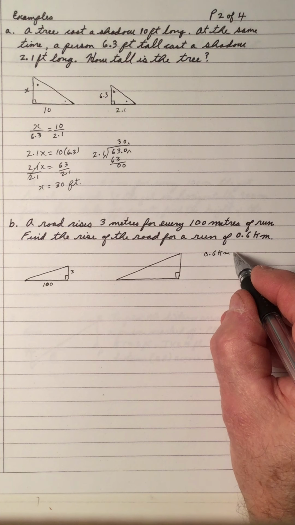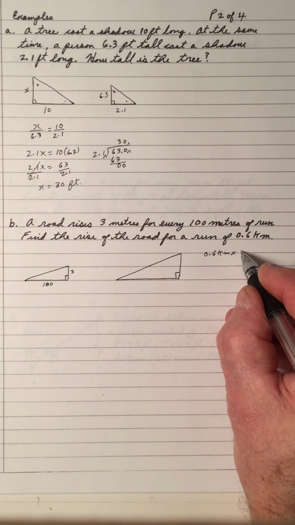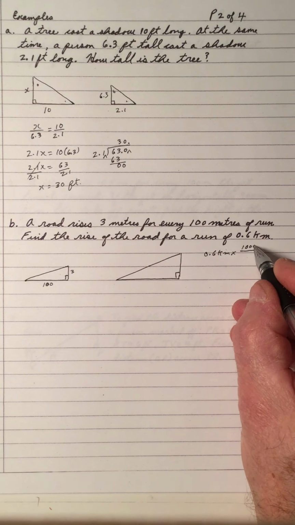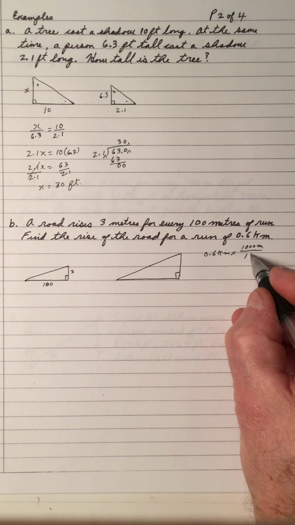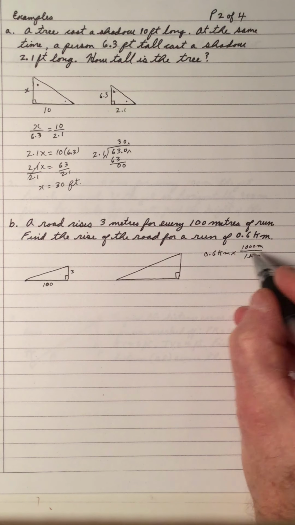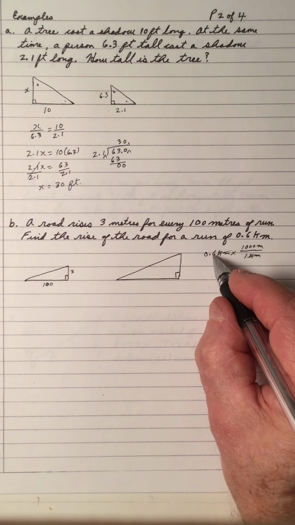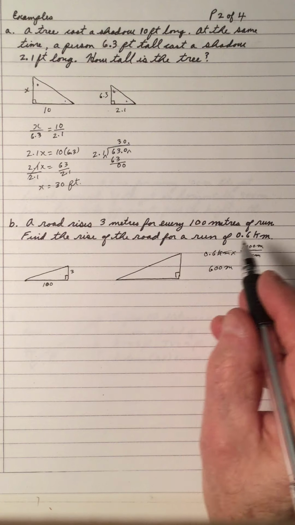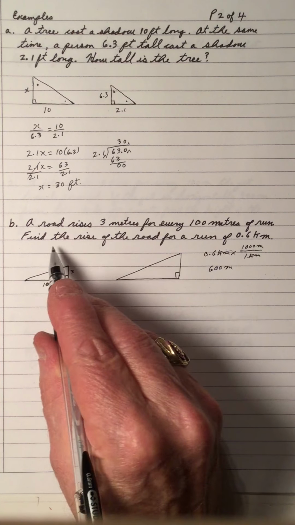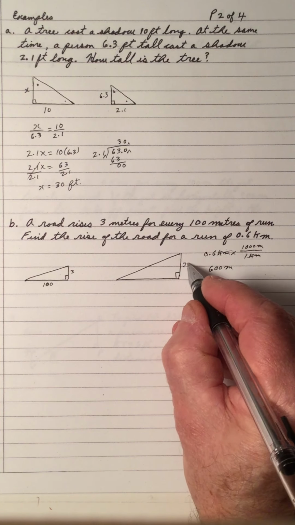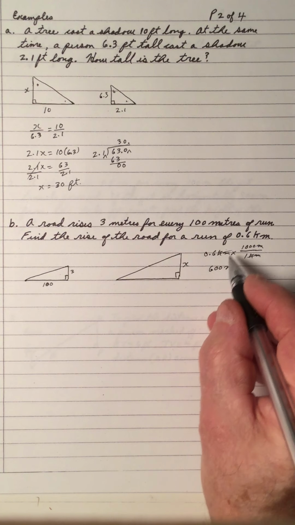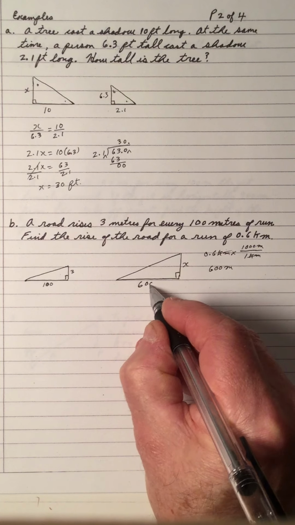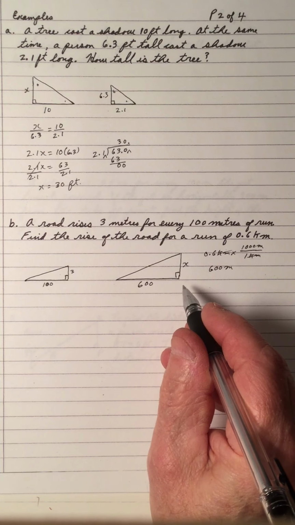So 0.6 kilometers, we multiply by 1,000 meters in 1 kilometer. So the kilometers cancels out. 1,000 times 0.6 is 600 meters. So find the rise. The rise is x for a run of 0.6 kilometers, which is 600 meters. We have to keep the units the same.